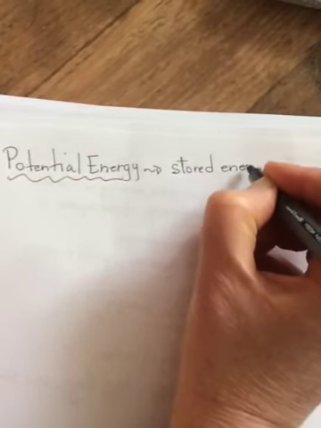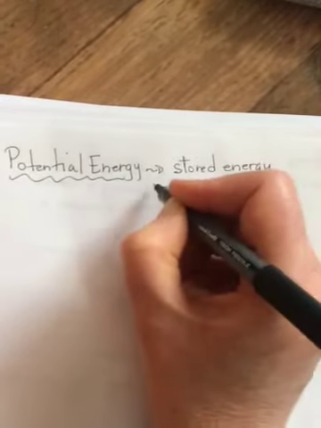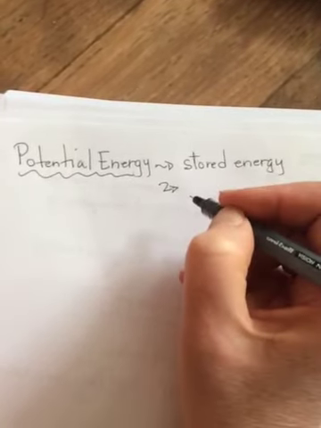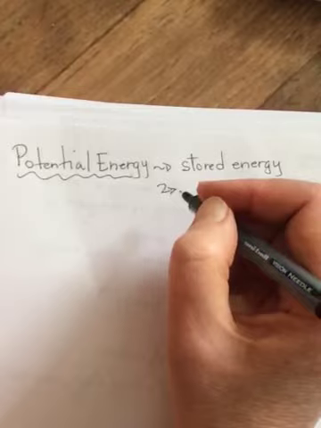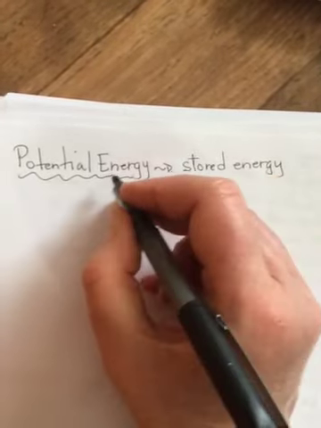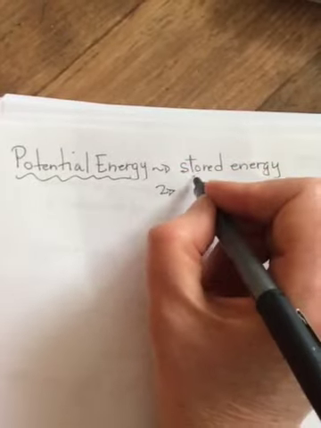And a test to see if an object has potential energy stored in itself is to release it. And if you release an object and it moves, then it means it had potential energy. Okay, so in different types of potential energy, they're all stored.